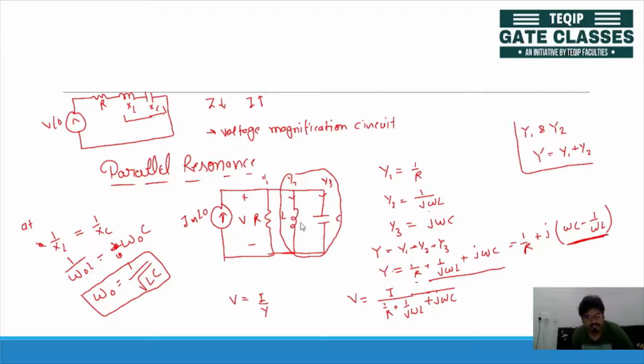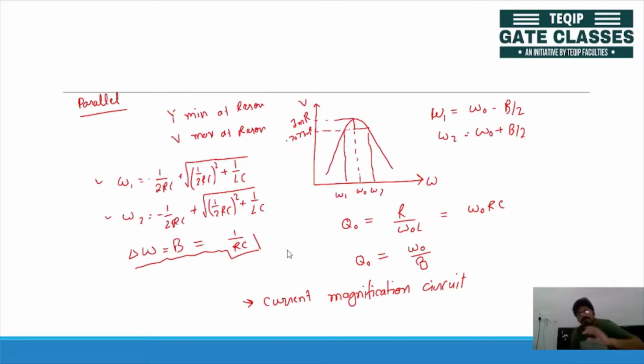The combination current here will be 0, but individual current in these branches in L and C can be more than the source current. So this is at resonating condition, so you can call this circuit a current magnification circuit. The series resonance circuit, we are calling that a voltage magnification circuit, and this parallel resonating circuit, we'll call it a current magnification circuit. Okay.